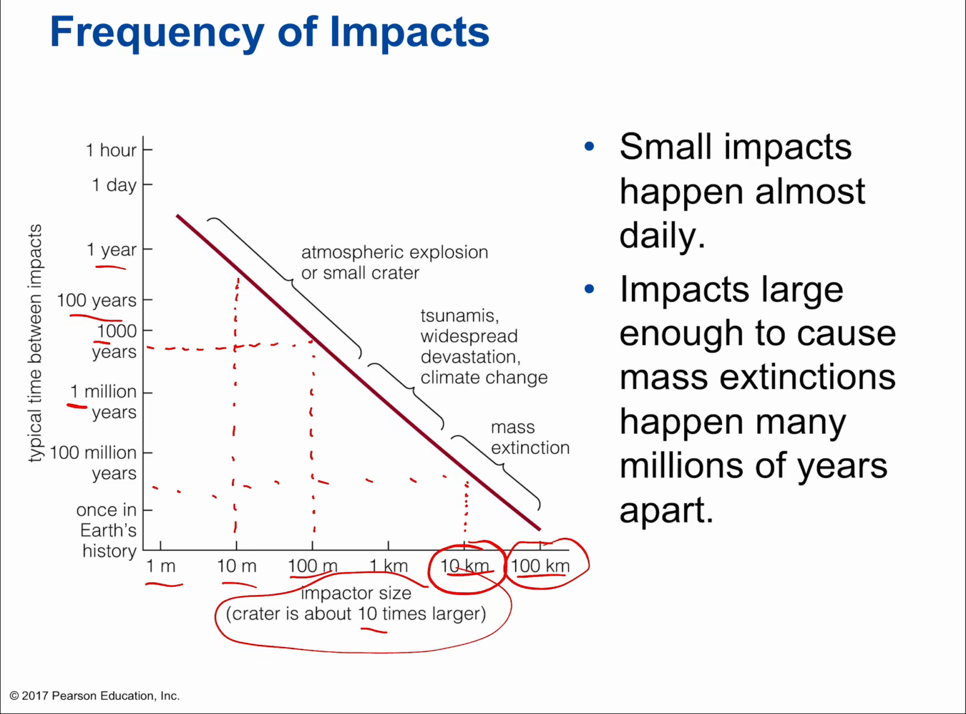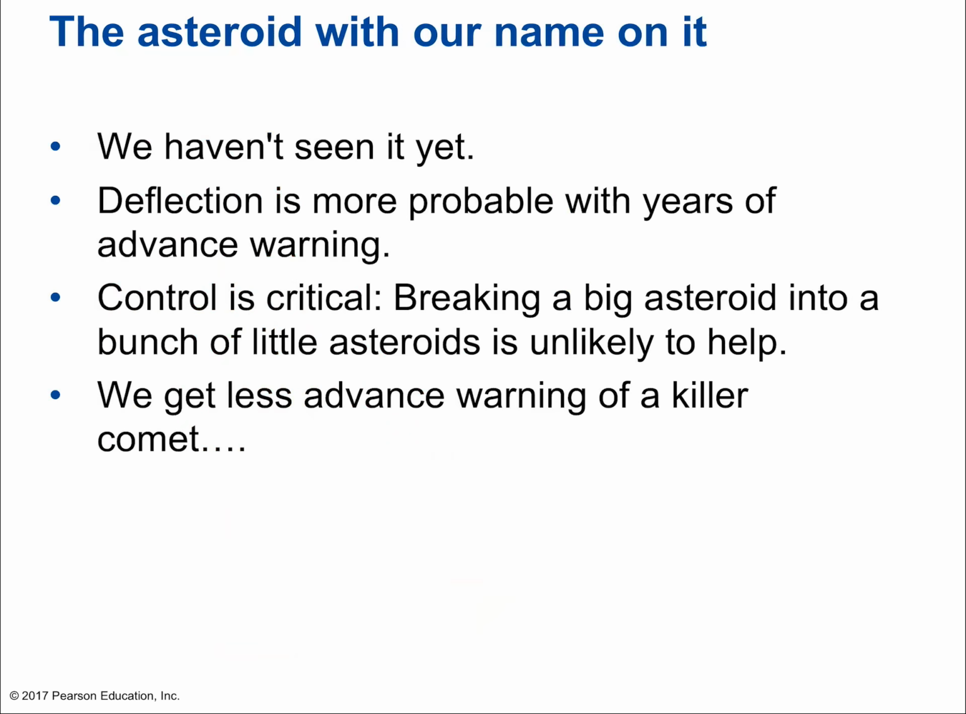Are we due for one? No, not necessarily. Do we have to be on the lookout for them? Yeah, we should be. So where is it? Where's the one that's going to wipe us out? Well, we haven't found one yet. There's no impending doom that we know of. Deflection is more probable with years of advanced warning, so we should really work on our techniques of advanced warning and think about what we would do in order to save humanity if necessary.